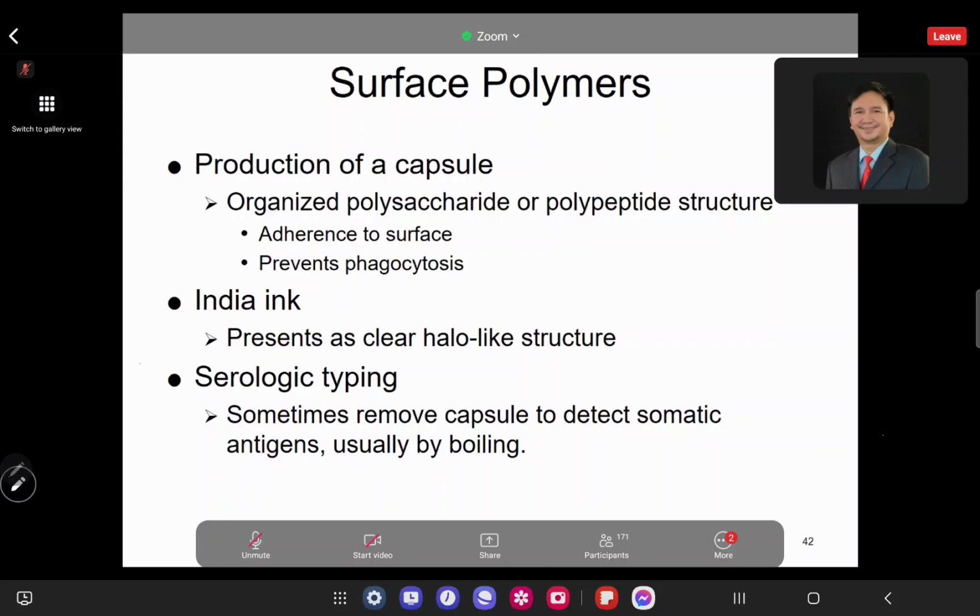Sometimes the capsule is removed to detect somatic antigens. Somatic antigens, these are the O antigen. They are produced from the body of the bacteria. What is the process used to remove the capsule for serological typing? Boiling.